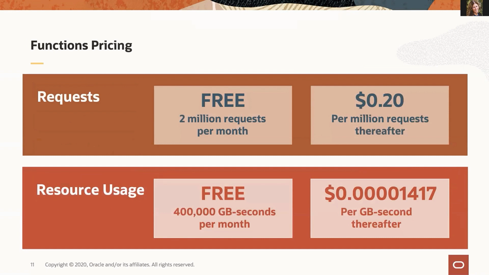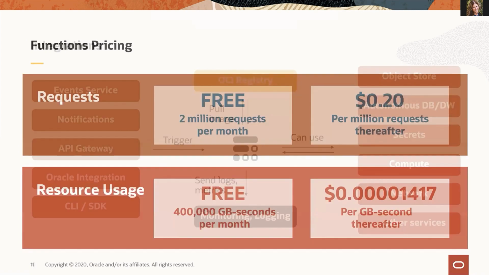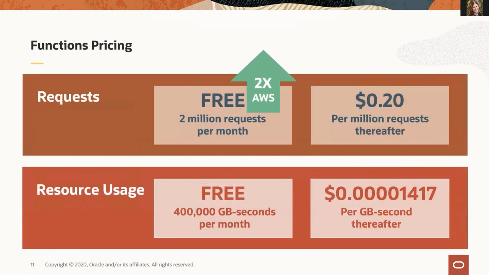So now the pricing. First you have a free tier. As part of your free tier, you have 2 million requests per month that are free, and 400,000 gigabyte-seconds per month for the resources. Those are the two metrics functions are priced on: you're charged on the number of requests and the resources that your function uses. And that free tier is twice more than what AWS offers for Lambda.